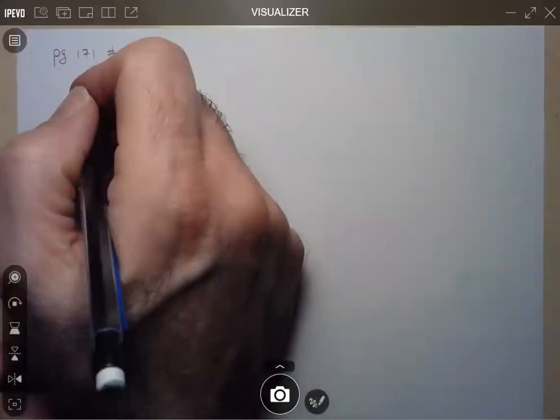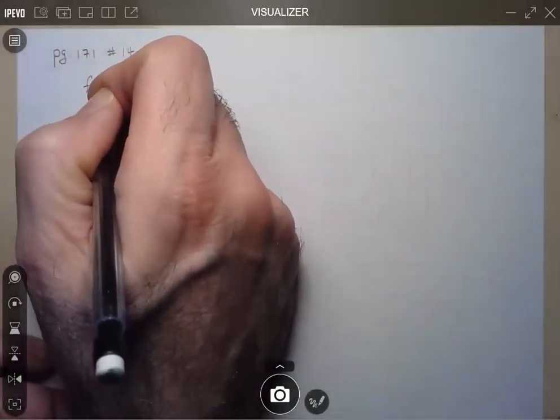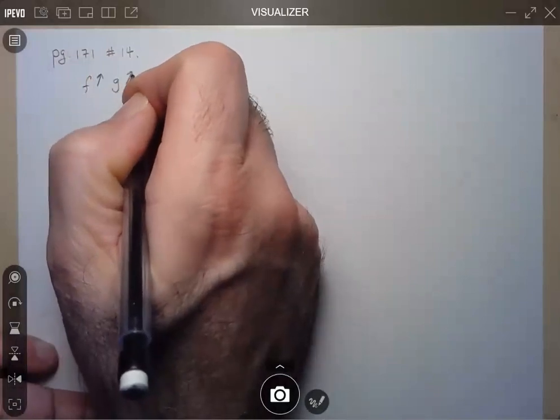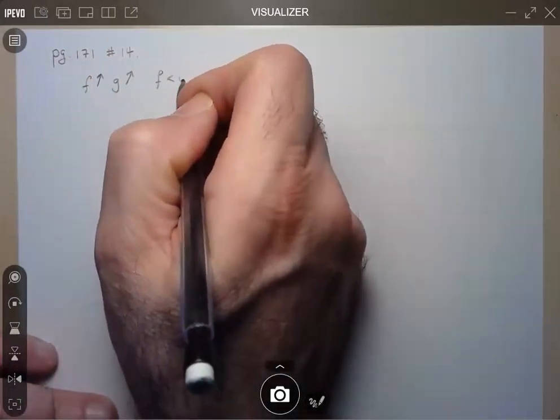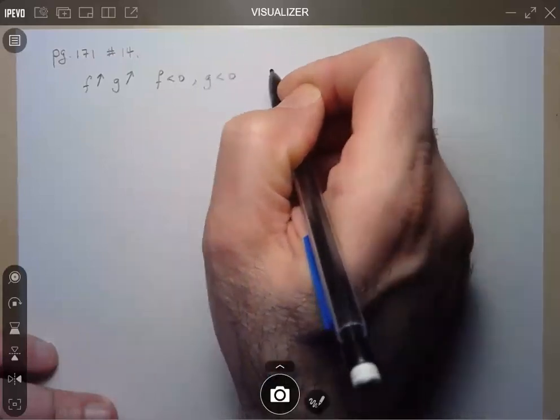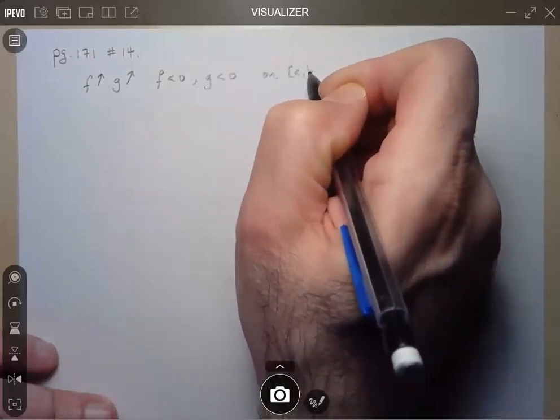Okay, so let's see what they're asking for. It says, let f and g be continuous and differentiable functions. So by the way, the only thing that tells us is that we don't have to worry about anything funny going on. These are nice functions. We don't have to worry about the derivative not existing in these intervals. Okay, so they're both increasing, and f and g are both negative on the interval. So let's maybe write down that information. So f is increasing on the interval, g is increasing, but f is less than 0 and g is also less than 0 on this interval.